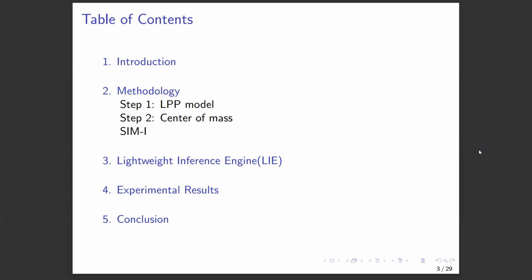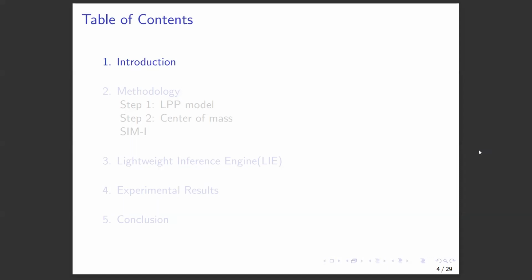And here's our table of contents. I will start with an introduction of the motivation of the research, and then I will talk about the methodology we proposed, and then I will introduce the lightweight inference engine built upon the methodology we proposed, then the experiment results, and finally we will have the conclusion.